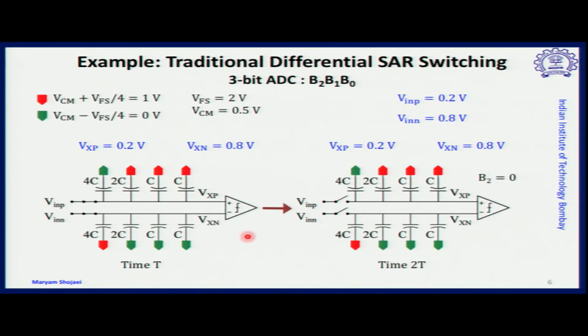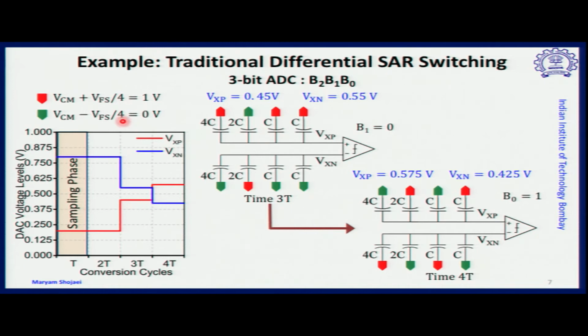Now, the first decision has to be made. The first decision is made when Vxp is compared to Vxn, which is the same as V in P and V in N at this stage, because there is ideally no charge transfer between capacitors. So the output of the comparator will be 0 because V in P is less than V in N. So we are effectively in the case where the decision is opposite to our assumption. Therefore, we will have a large number of switchings.